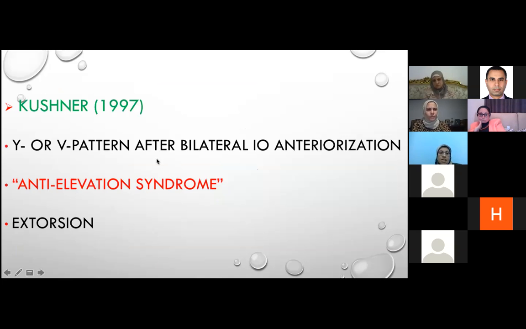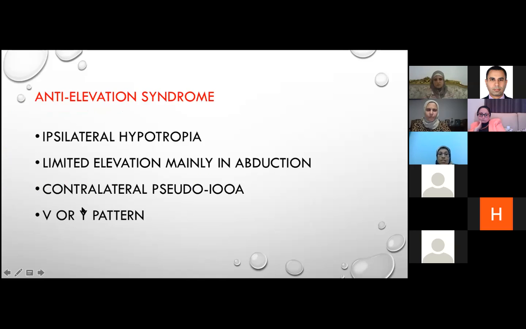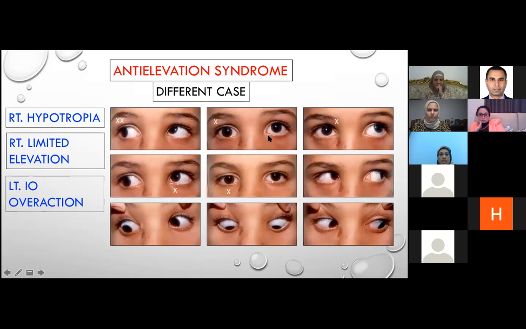Kushner in 1997 stated that Y or V pattern can occur after bilateral inferior oblique anteriorization as part of the anti-elevation syndrome, which was caused by substantial extortion. Anti-elevation syndrome has ipsilateral hypotropia, limited elevation mainly in abduction, contralateral pseudo inferior oblique overaction, and V or Y pattern, as in this child, which is not the case I'm presenting here.